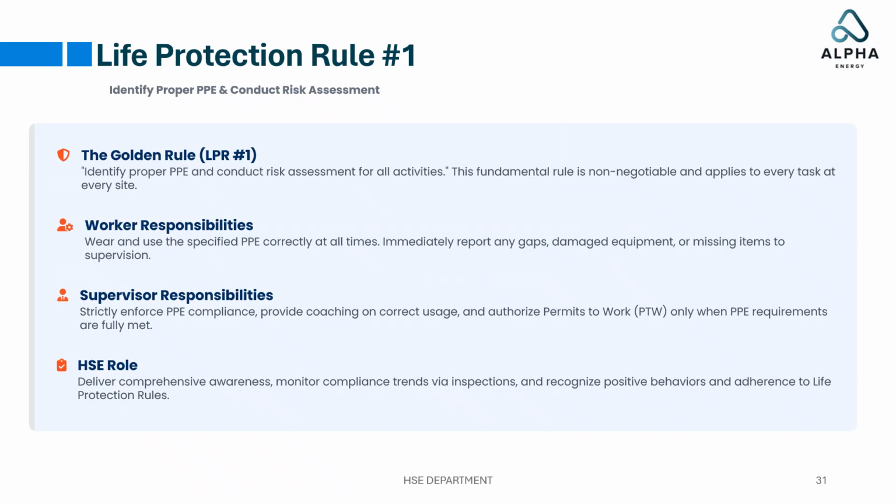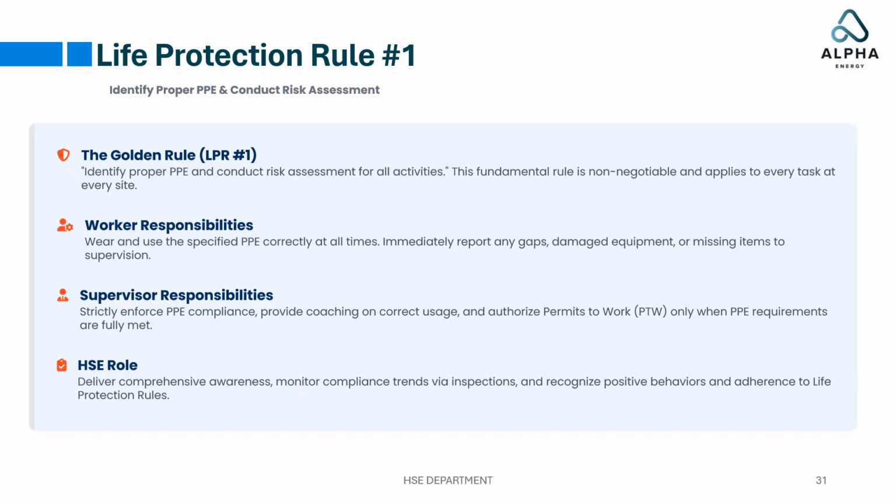Al-Masood Energy's Life Protection Rule No. 1, titled Identify Proper PPE and Conduct Risk Assessment, establishes a non-negotiable golden rule requiring appropriate personal protective equipment and risk assessments for all activities across every site. This policy outlines specific accountabilities for different roles.